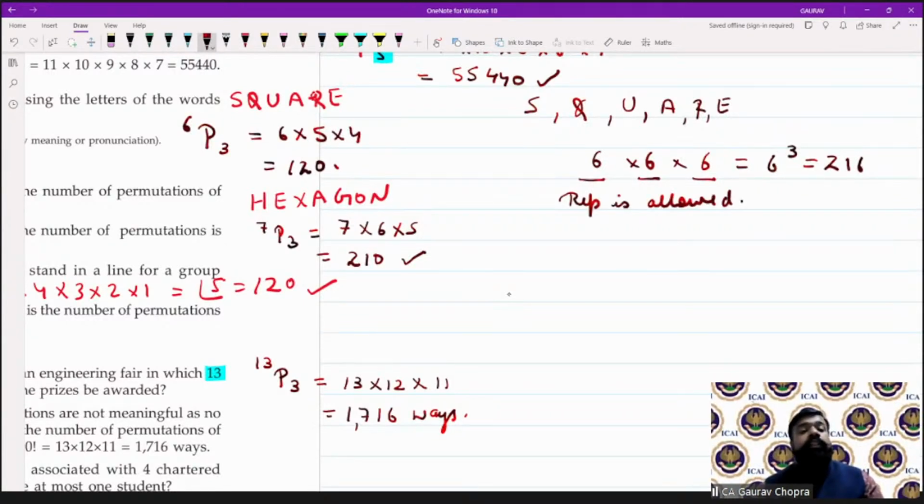So when nothing is written, we don't have to repeat the letters. Therefore, normally the answer will be 6 into 5 into 4. But when repetition is there, then we can multiply all 6. So it will be 6 cubed.